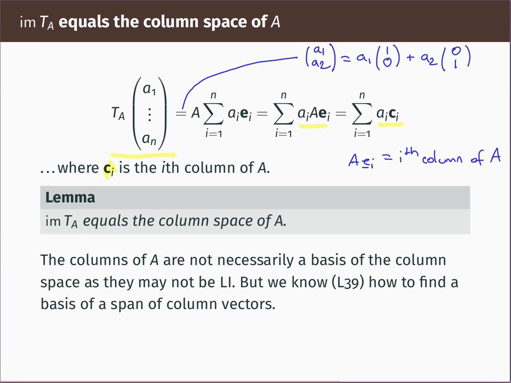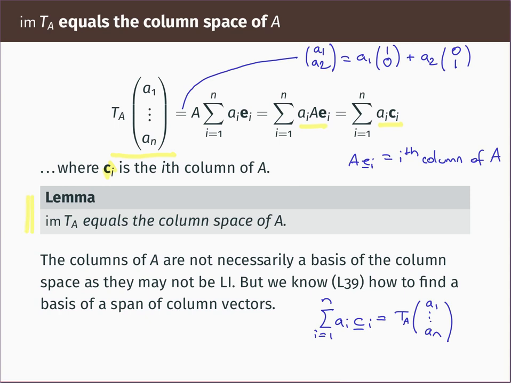Conversely, if you give me any linear combination of the columns, some sum of a_i c_i, then just reading these equalities backwards, we can see that that is T_A of some vector, specifically T_A of the vector (a_1, ..., a_n). And therefore, every linear combination of the columns is an element of the image. So we have both containments, and we've shown the image of T_A equals the column space of A. And that's the lemma which I stated right here.